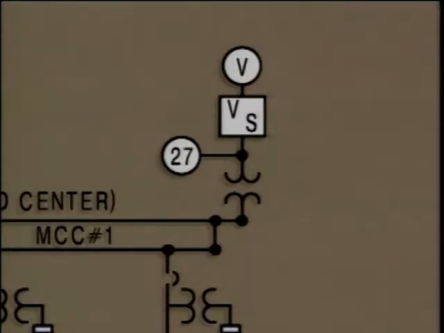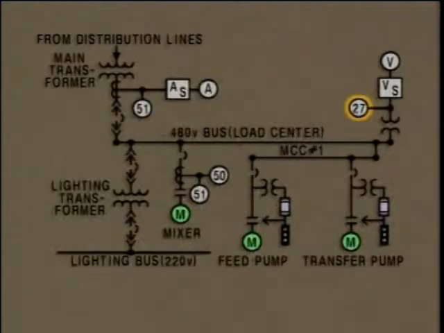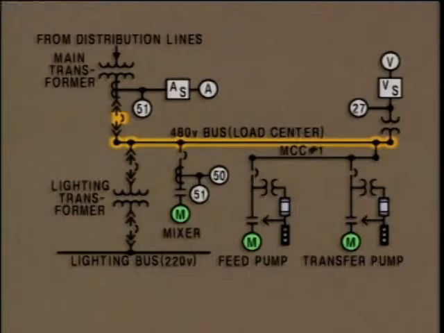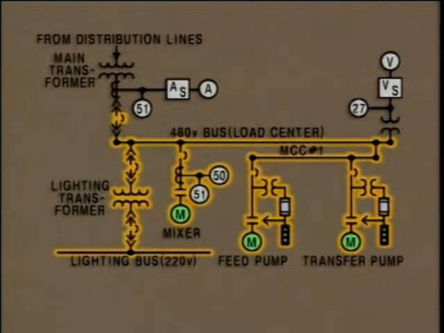Low voltage can damage electrical equipment, so an undervoltage relay, represented by a circle containing the number 27, is used to open the breaker at the main transformer if the voltage gets too low. Opening the breaker isolates the 480-volt bus and the load circuits connected to it.